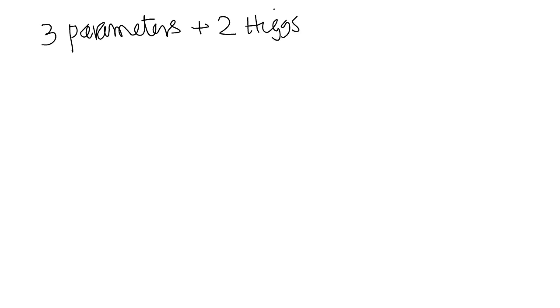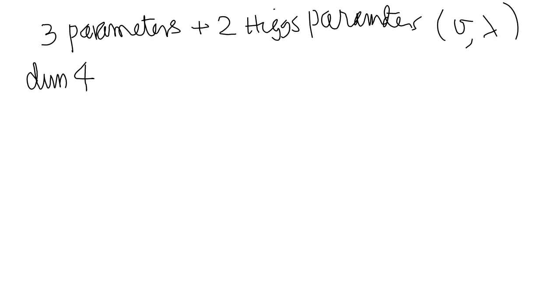Okay, so the theory now has the 3 parameters, the gauge couplings, plus 2 more, which we called V and lambda. So we're still only at 5 parameters. But interestingly, now that we have included the Higgs, there are further operators we can write down involving the fermions. They are of dimension 4. There are no dimension 3 operators. So there are some new dimension 4 operators.